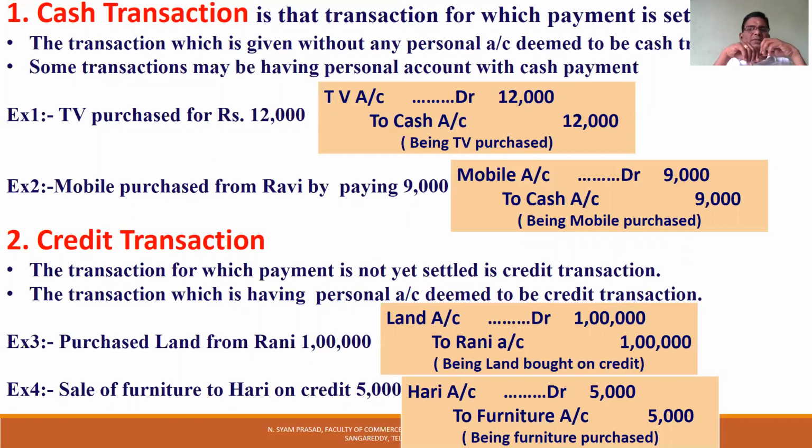But how to write journal entries for this cash transaction? TV purchased for rupees 12,000. Who purchased the TV? We purchased a TV for the purpose of business. So we purchased a TV for 12,000. What are the two accounts involved here? One is TV account, another is cash account. So both are real accounts. Debit what comes in, credit what goes out. TV is coming in, debited, and cash is going out, credited. TV account debit to cash account.